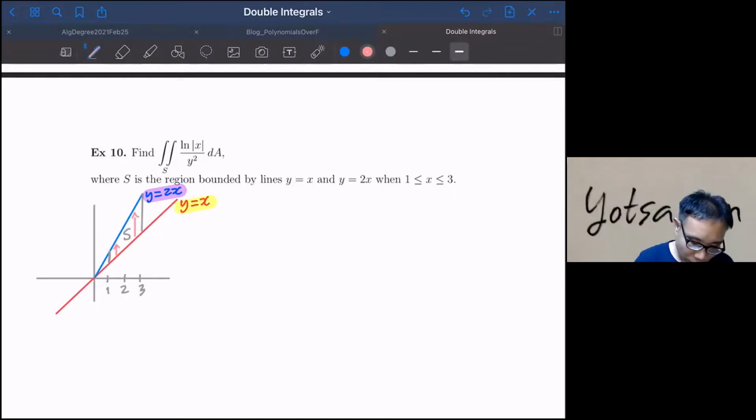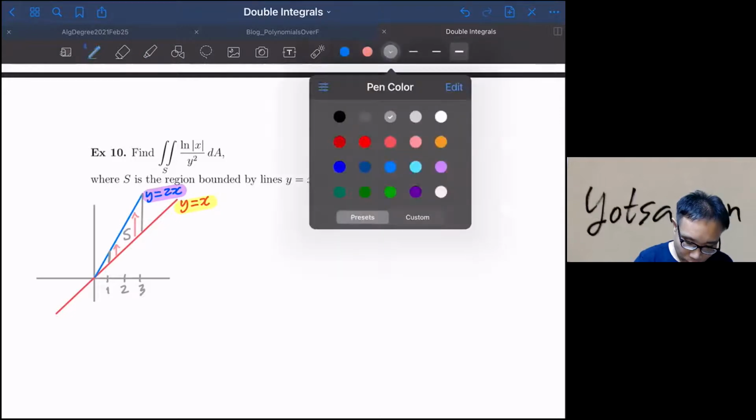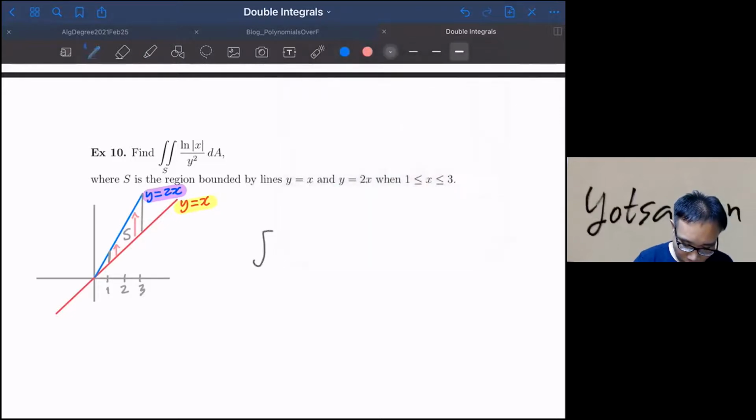Okay, and you gonna have the double integral. So you have the double integral and you have y equal to x to y equal to 2x. Okay, so this one is the inside. Okay, so y must be inside.